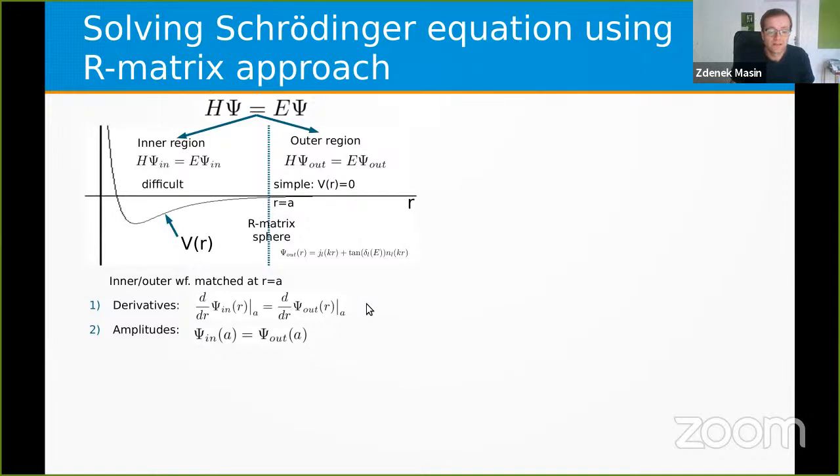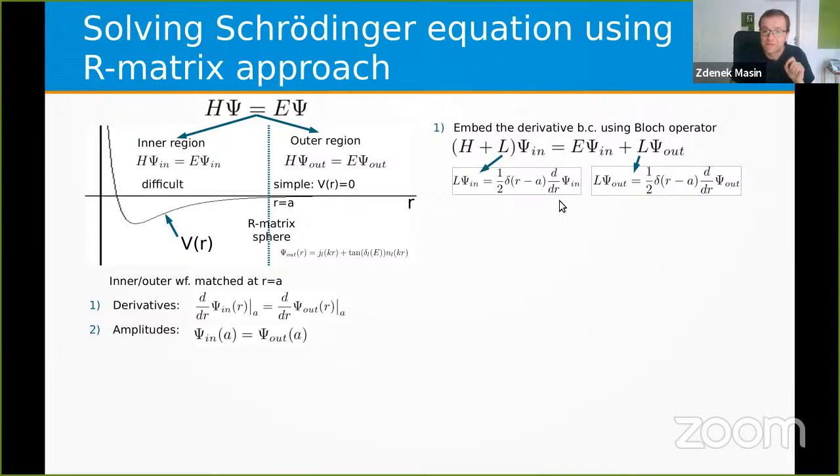Now, if we want to obtain the full solution, we have to match the inner solution with the outer solution on the R matrix sphere. And that's done, as you know, by just matching the amplitudes and its derivatives. Okay, so far, so good. However, the main feature of the R matrix method is that it embeds the derivative boundary condition right into the differential equation. So this is the key point of the R matrix.